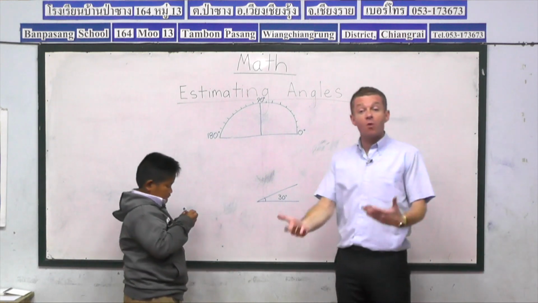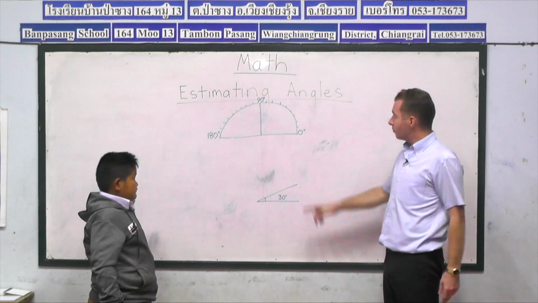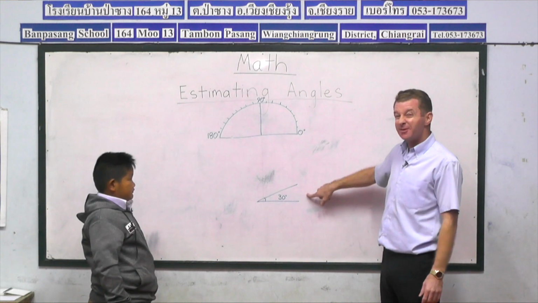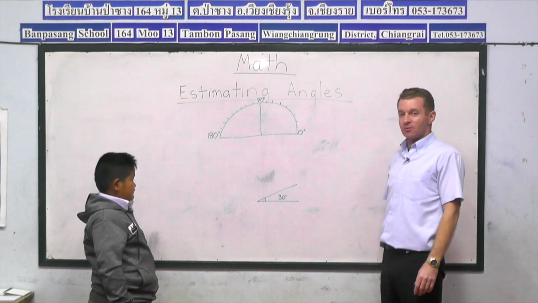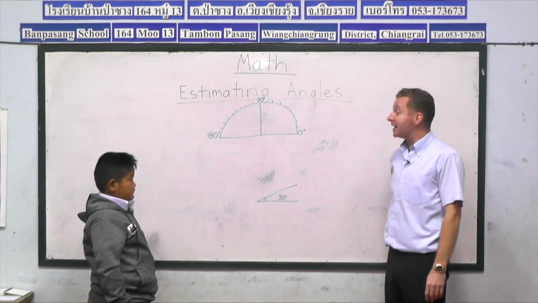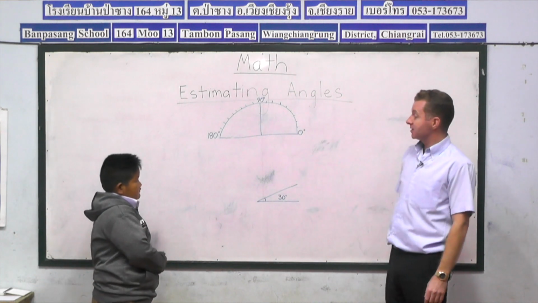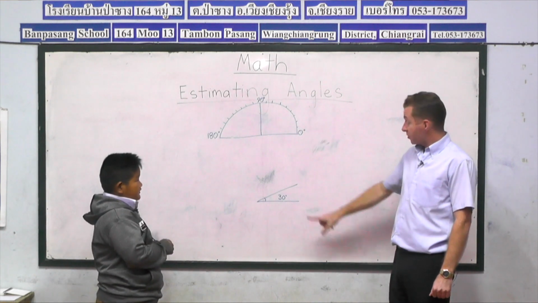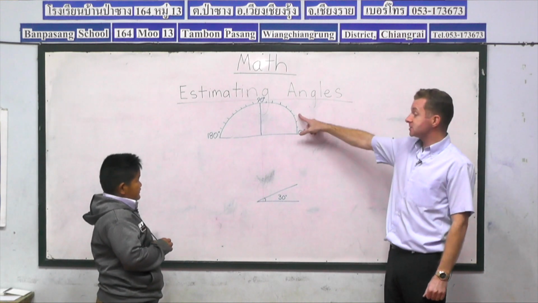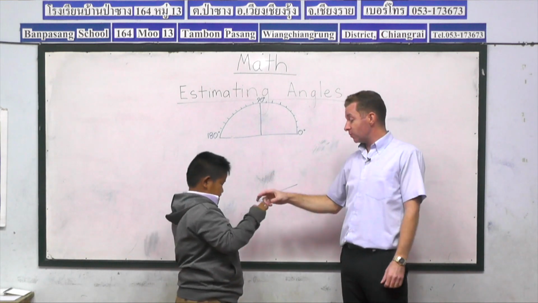Excellent, guys. You see what we're doing? We're estimating. We don't know if it's 100% correct. It could be 28 degrees. It could be 32 degrees. But as long as it's quite close, that's good enough for an estimation. So Net, can you say 30 degrees? 30 degrees. Excellent. High five and a big round of applause for Net, please, guys.